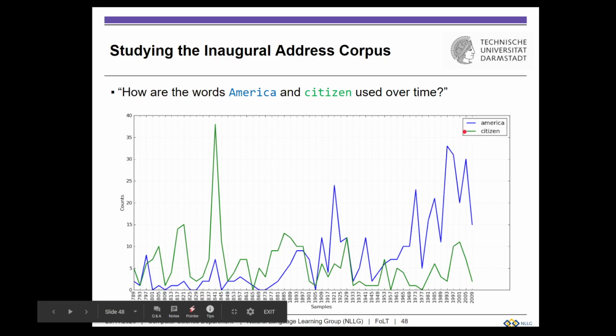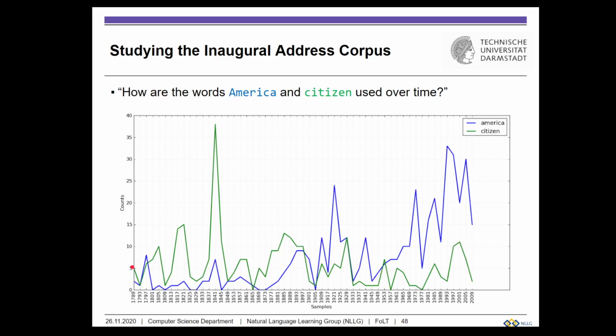You see the two conditions, one is America, the other one is citizens. Here you see the years starting from 1789 to 2009. And now you see the usage frequency of those two words. So that, I think, is very interesting for either a historian or a historical linguist, for example, because he could probably detect some interesting patterns.